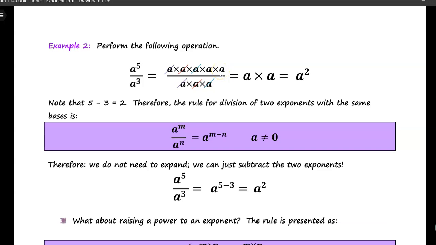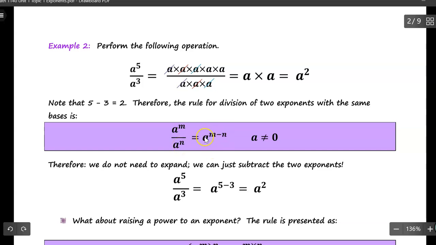Apply the definition. Because I multiply the base by itself 2 times, I can write it as the same base but raised to exponent 2. You note that 5 subtract 3 will give me 2. Therefore, the rule for division of 2 exponents with the same base is you just take the top exponent, the exponent for the numerator, subtract the exponent of the denominator. It's always like that.